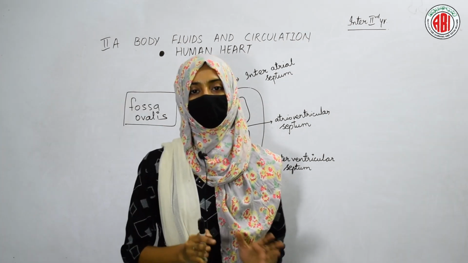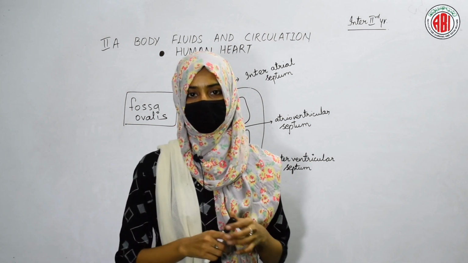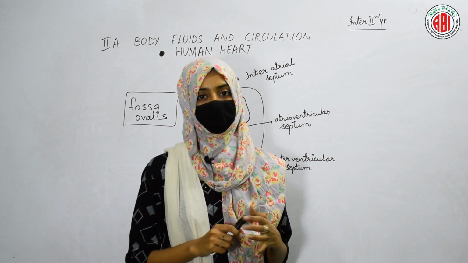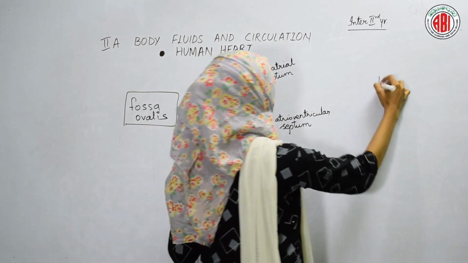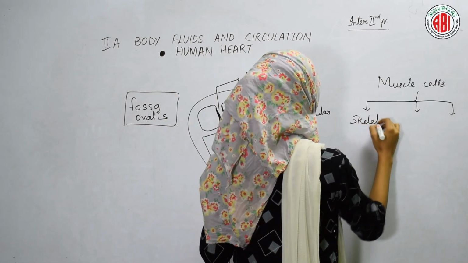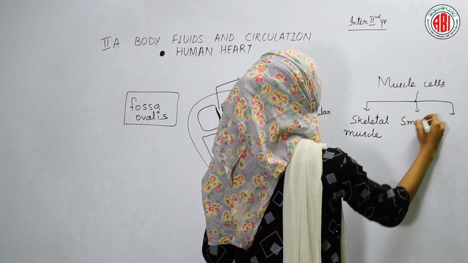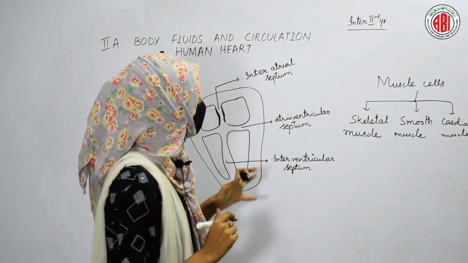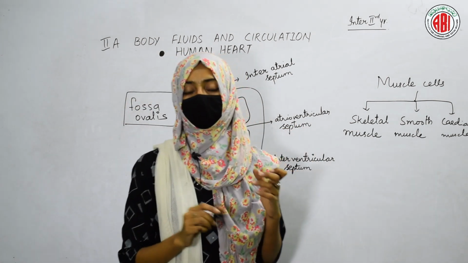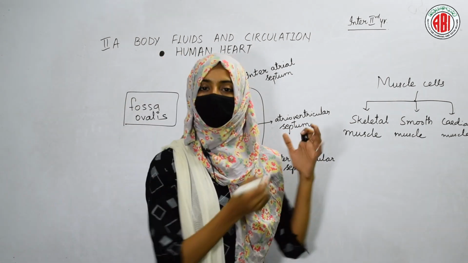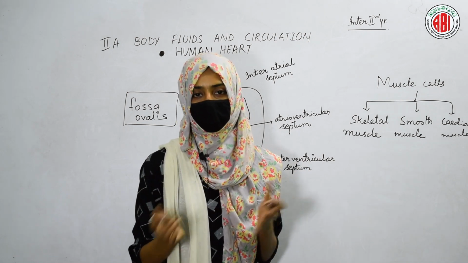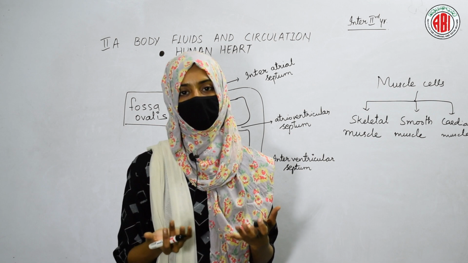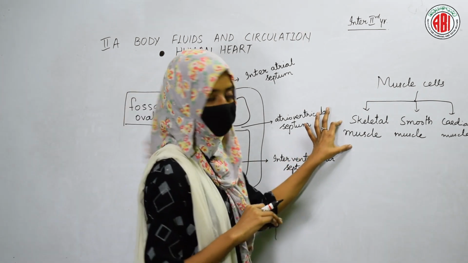We know that every organ is made up of different cells. So our heart is also made up of different muscle cells. So muscle cells are of three types. One is skeletal muscle, other one is smooth muscle, and the third one is cardiac muscle. Skeletal muscle cells are the muscles that are under our control. I am writing on the board, I am moving my hands here and there. This is under my control. So the hands are made up of skeletal muscle tissue.